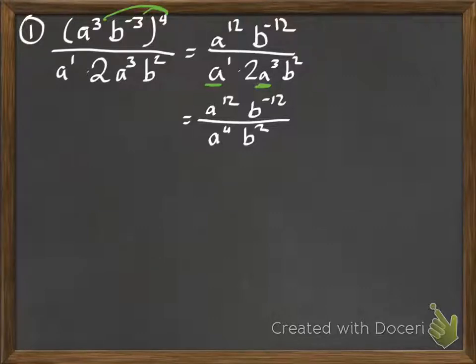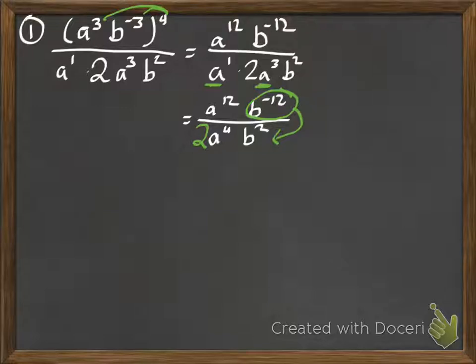There are two different possibilities at this point. We have a negative exponent. What does a negative exponent tell us to do? Wait, where did the 2 go? Oh, I forgot to write it. It's supposed to be in front. Thank you for catching that.